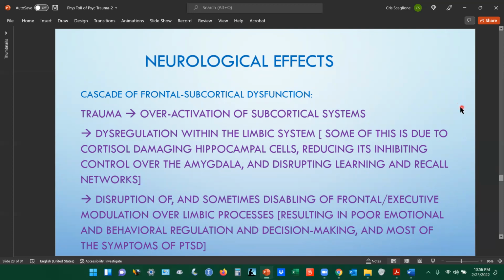So what we know is that trauma leads to the complete overactivation of our subcortical systems. That's, again, mostly the limbic system. It leads to dysregulation within the limbic system. Some of this is due to the effects, by the way, of cortisol. Even though cortisol is incredibly useful for releasing sugars and giving us energy, it actually damages cells within the limbic system, particularly the hippocampus. This has a couple of major effects.